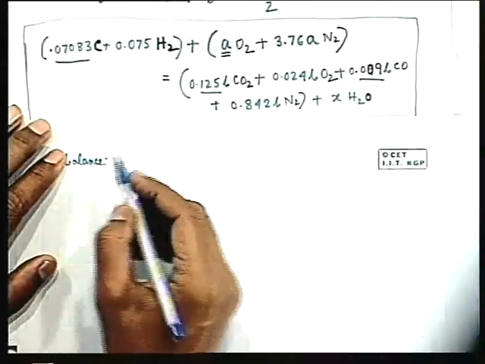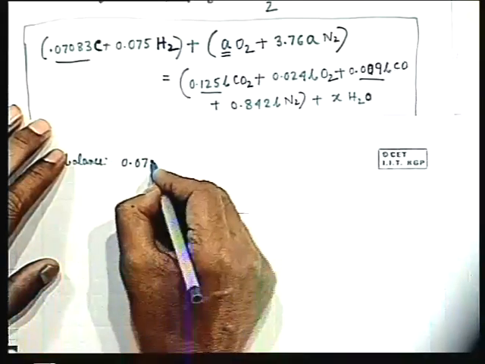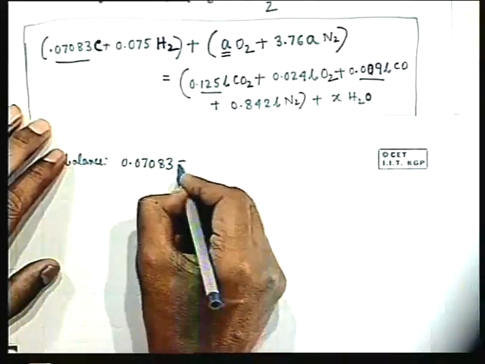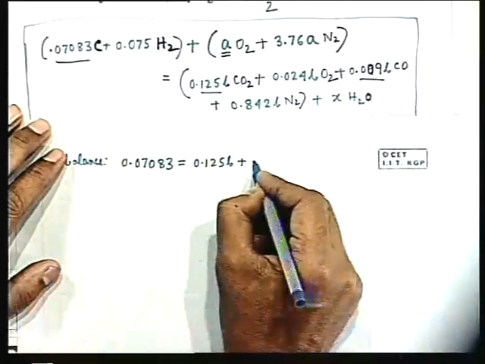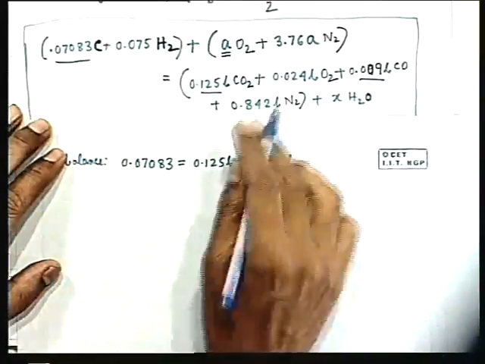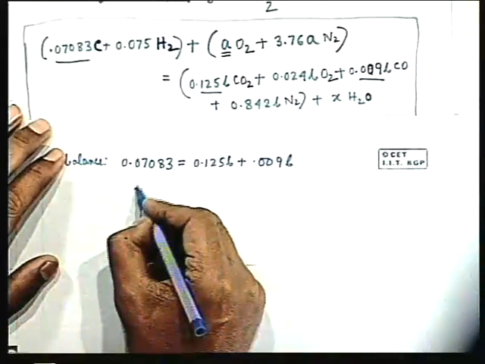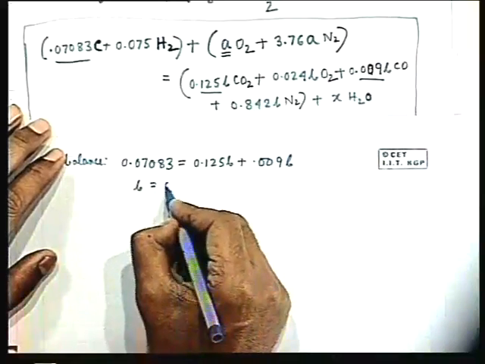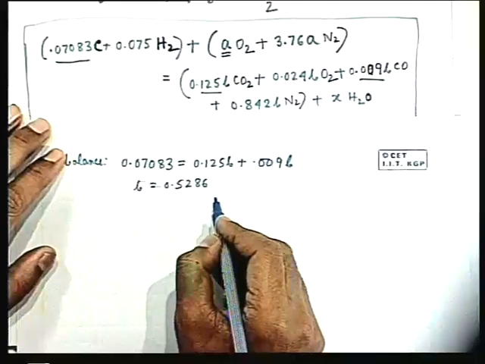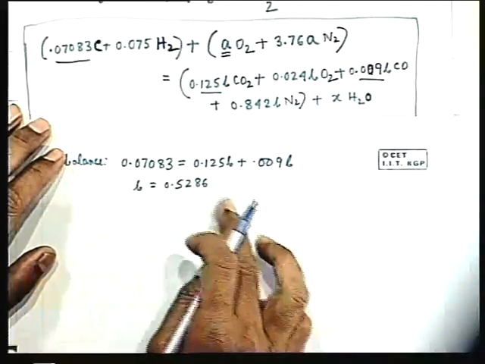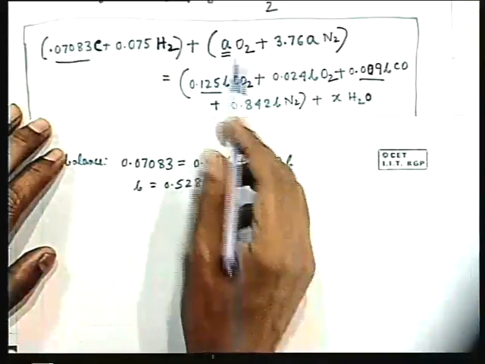So therefore we can write 0.07083 equals 0.125 B plus 0.009 B. There is nothing else. So this is an explicit equation for B, and it gives B equals 0.5286. So we get the kg mole of dry products per kg of fuel, as you know the nomenclature.